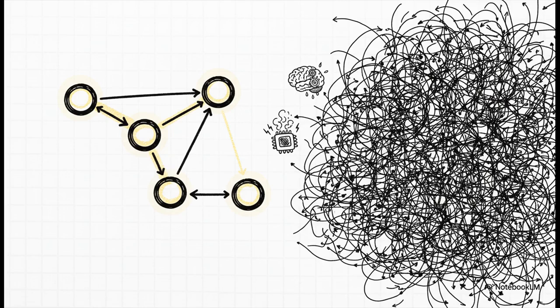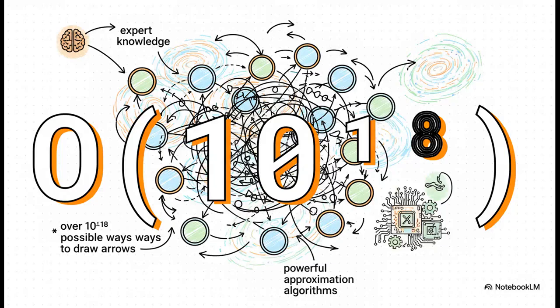Actually calculating this stuff perfectly, especially in a huge network, is a process we call exact inference, and it's unbelievably difficult. In fact, it's what's known as an NP-hard problem, which is just a fancy way of saying it's brutally, mind-bogglingly complex. To put that into perspective, if you have a model with just 10 variables, there are over 10 to the power of 18, that is 10 quintillion, possible ways you could draw the arrows between them.